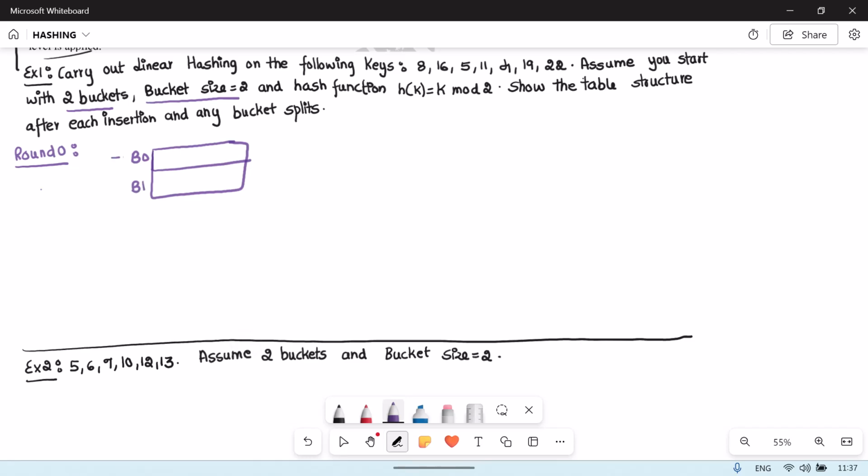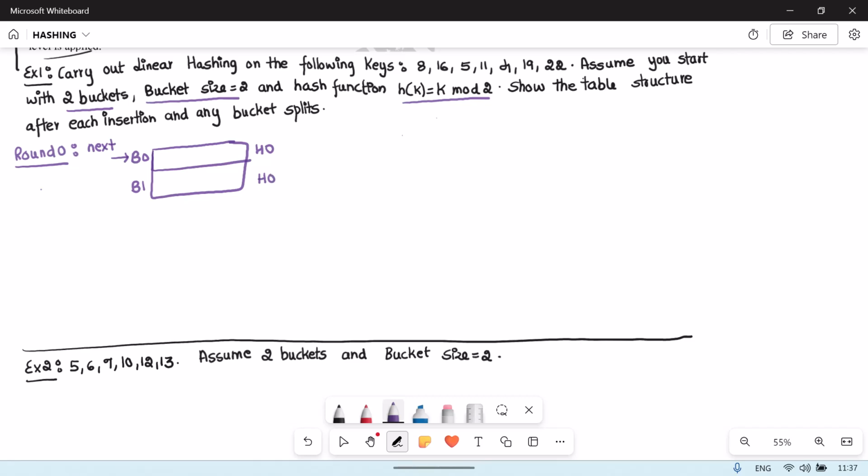And you need one pointer. Okay, this pointer is very important. I'll call that pointer next. Usually at the beginning, it will point to the very first bucket. Okay, this you have to do. And you know the hashing function is h of k equals k mod 2. So initially we are applying h0. This is the initial hashing function, h0.